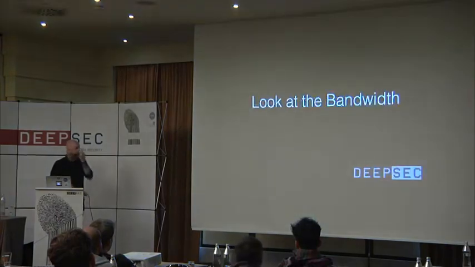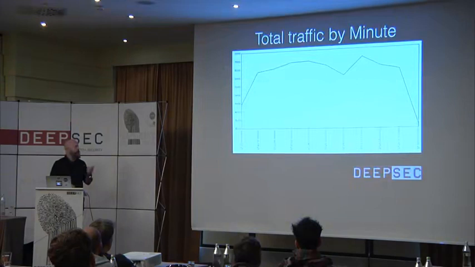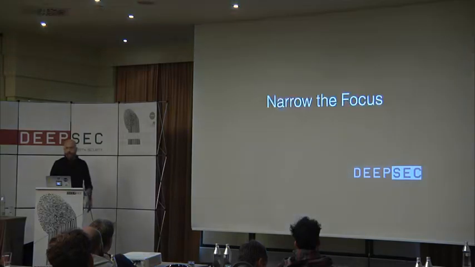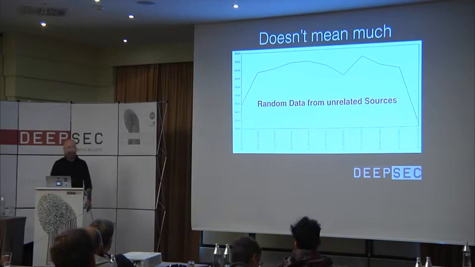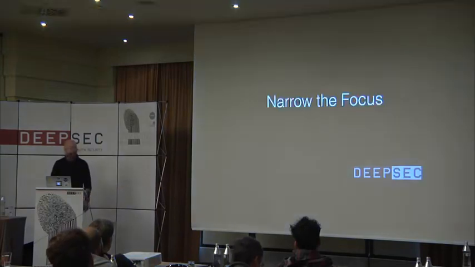So you can look at the bandwidth of the thing. You can see there's this 9-minute stretch of data, and you've got a decrease, an increase, but it really doesn't mean much because it's random data from unrelated sources. So we have to narrow this focus a little bit. I thought that'd be a cool experiment. It's kind of hard to do a baselining of the internet.